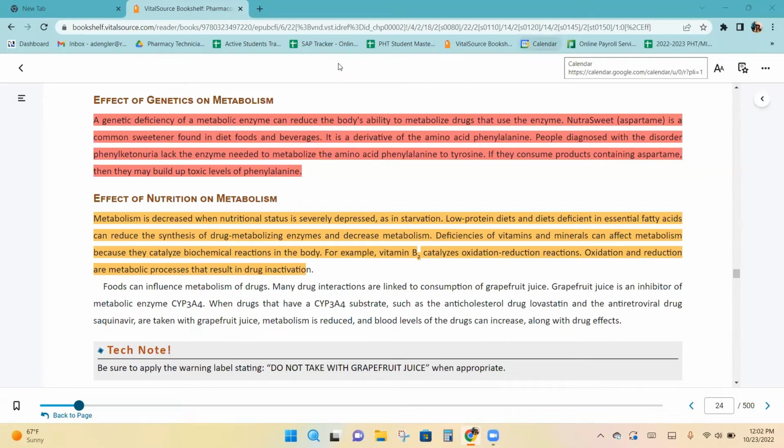Metabolism is decreased when nutritional status is severely depressed, as in starvation. Low protein diets and diets deficient in essential fatty acids can reduce the synthesis of drug metabolizing enzymes and decrease metabolism. Deficiencies of vitamins and minerals can affect metabolism because they catalyze biochemical reactions in the body. For example, vitamin B2 catalyzes oxidation reduction reactions.